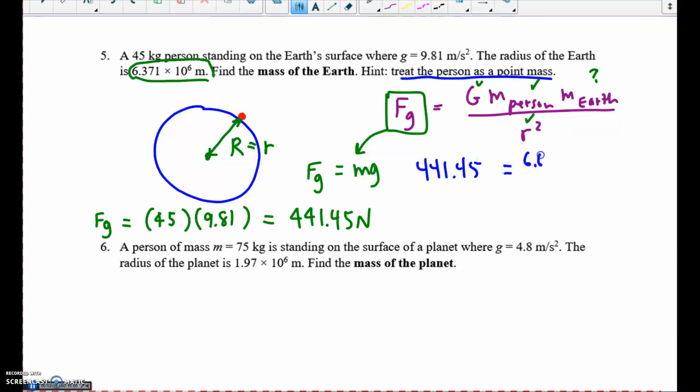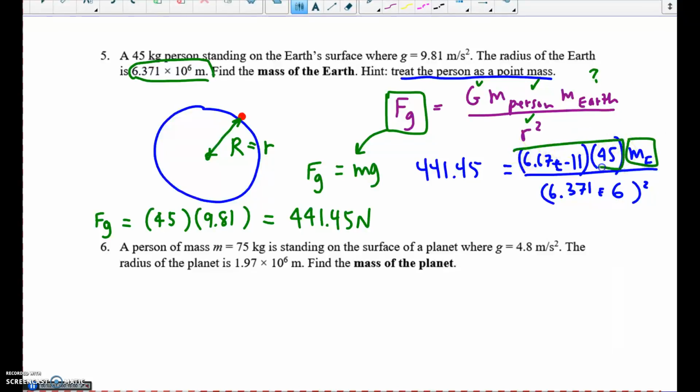G is 6.67 times 10 to the minus 11. Mass of person is 45. Mass of Earth, that's my unknown. And the R value is 6.371 times 10 to the 6. I'm going to have to isolate mass of Earth, so I have to divide by the things that are multiplied with it, and I have to multiply by the things that mass of Earth is divided by.